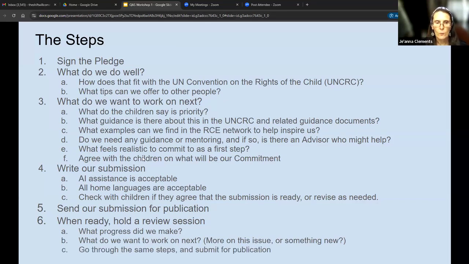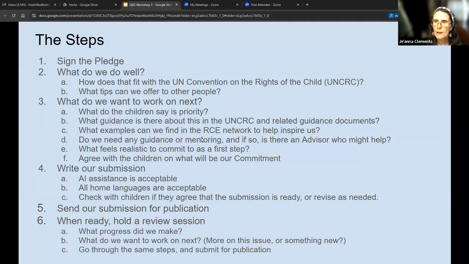And then, of course, one would go through the same steps of deciding, is there something we want to add now to what we do well? From our experience with the first time around, tips we can offer people for what we did with that commitment and how we achieved it, and then choosing our next priority, writing our submission, and making our next submission. So that's the basic structure that we're going to be going through.